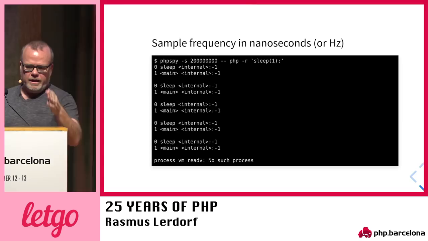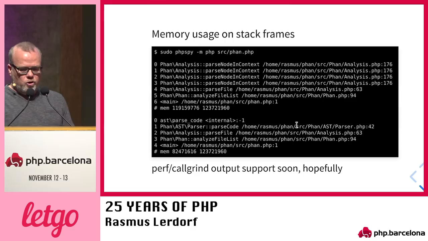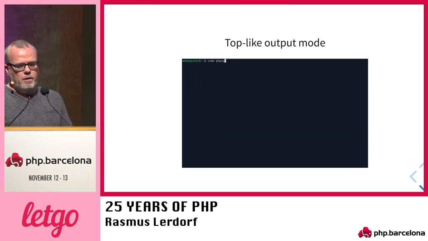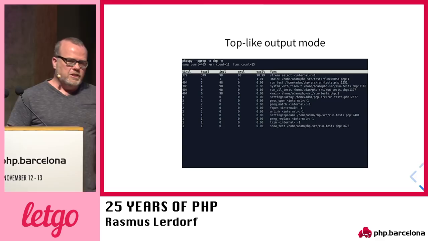Doesn't seem very useful. If you attach it to something that's doing something more complex, like running WordPress, these are the kind of backtraces we get every whatever we set the interval to. And what you can do with this is you can get top-like output, for example. So you can attach to a running PHP process, and it'll tell you, sort of in a top-like thing, what is this process doing right now, and what's using the most CPU.